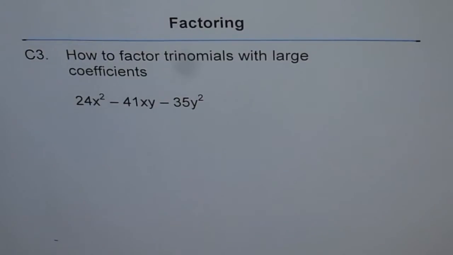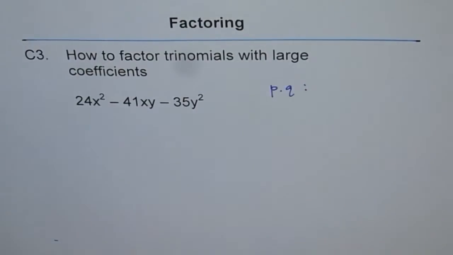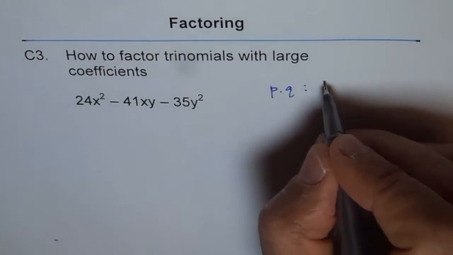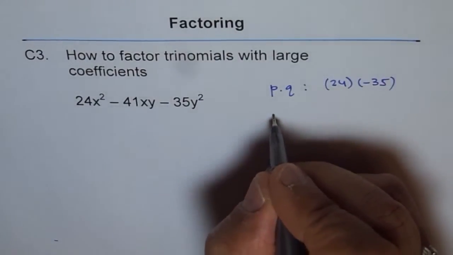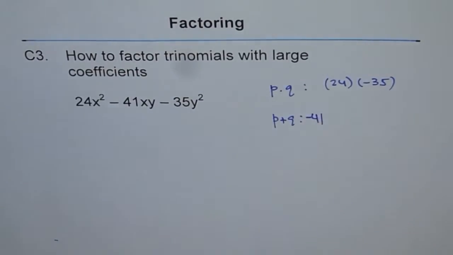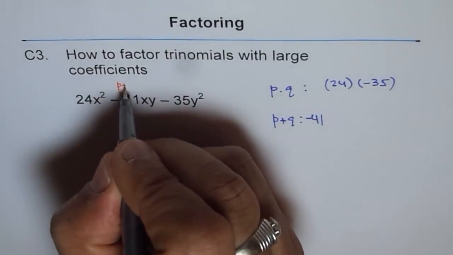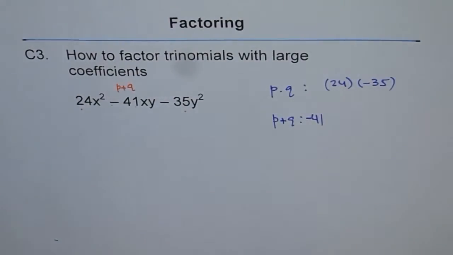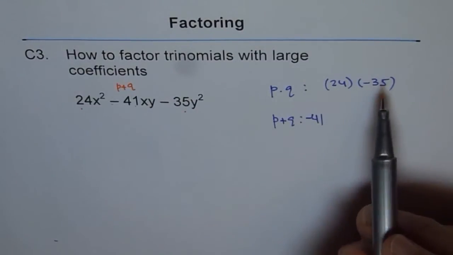faster. So the trick here is we are always looking for two numbers whose product, and I write product first, should be AC, which is 24 times minus 35. And the sum should be how much? When I add, it should be minus 41. So this is what I'm looking for, correct? That means P plus Q is minus 41 and P times Q is the product of these.